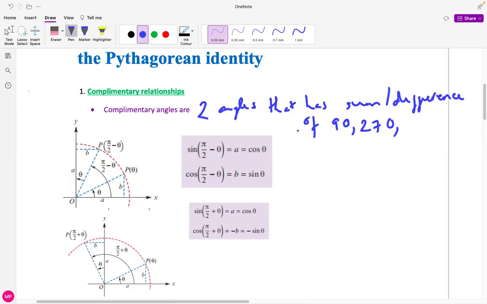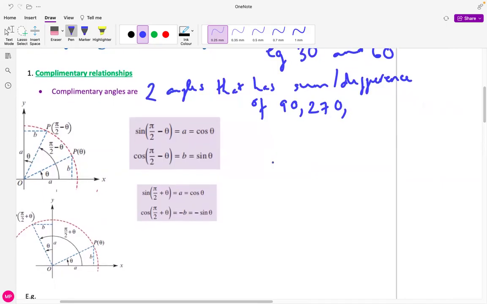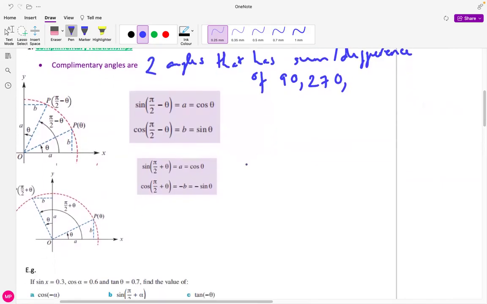All right. For example, you might have something like 30 degrees, and if you do 90 minus 30, that will be 60. So 30 degrees and 60 degrees are complementary to each other. So we're going to learn the relationship between these.